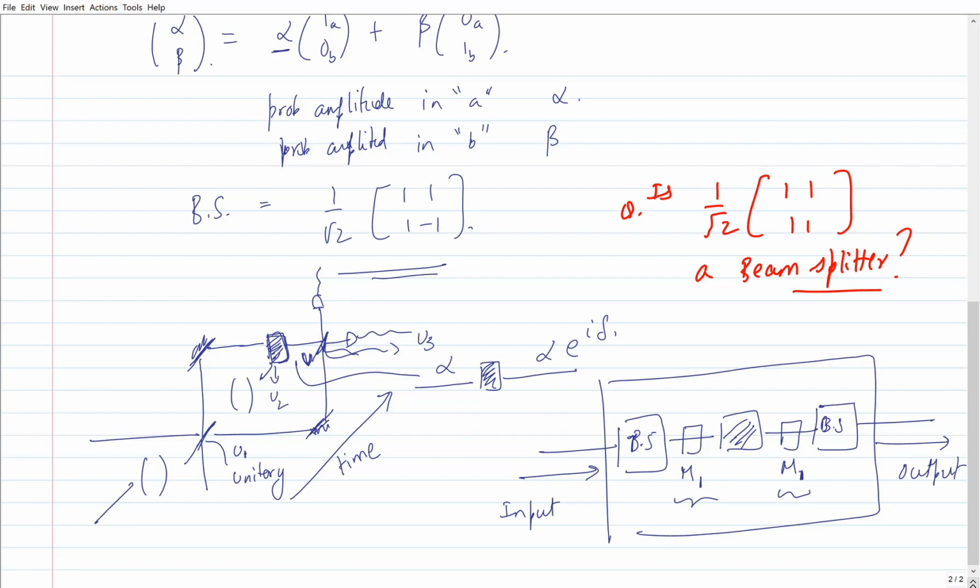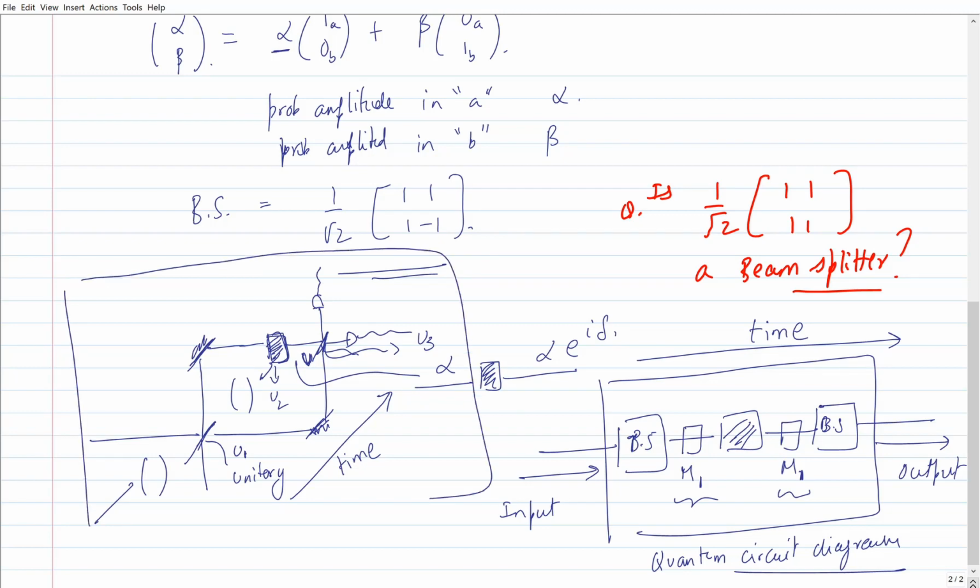So that essentially is called a quantum circuit diagram. We'll be seeing these in more detail, but a quantum circuit diagram is sort of a flow chart where the time is flowing in this direction, telling you what exactly is happening in a Mach-Zehnder interferometer or a Mach-Zehnder quantum computer.